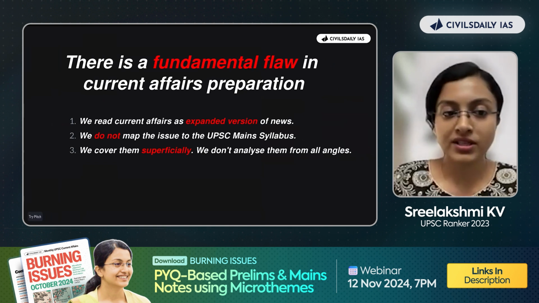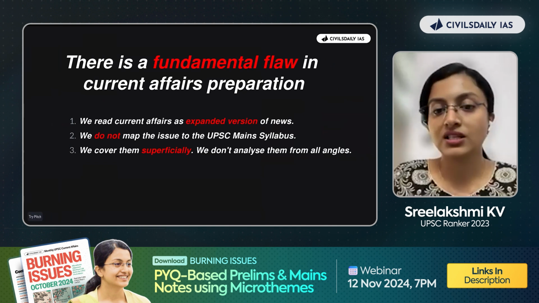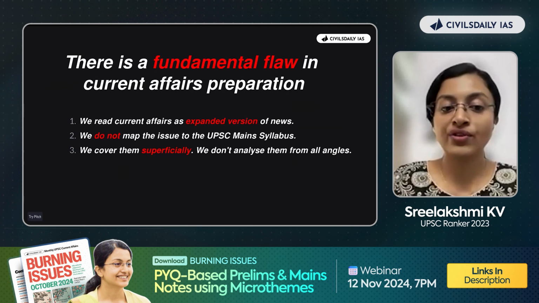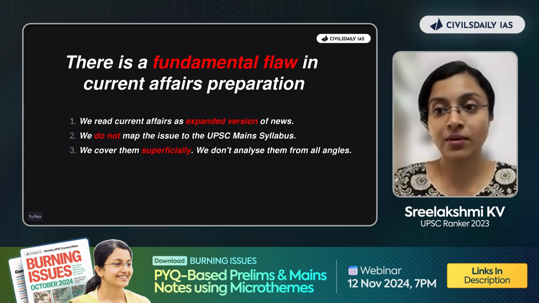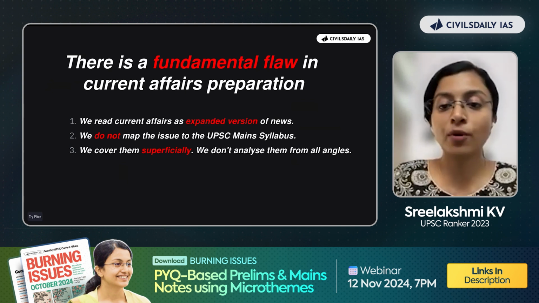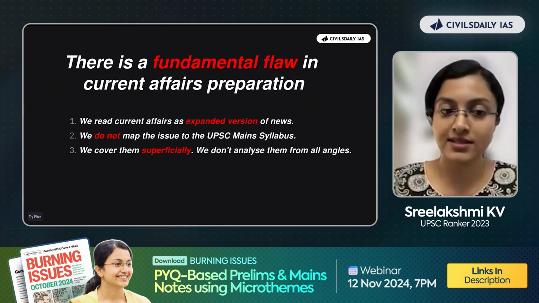So quickly, the 3 pointers. First one is we read current affairs as an expanded version of news, just a superficial reading. There is no in-depth analysis. Second, we do not map the issue to the UPSC Mains syllabus. The micro themes I was talking about, we need to map the current issue under which micro themes it could possibly come. So this will actually improve the probability of you writing better answers in the UPSC Mains exam.